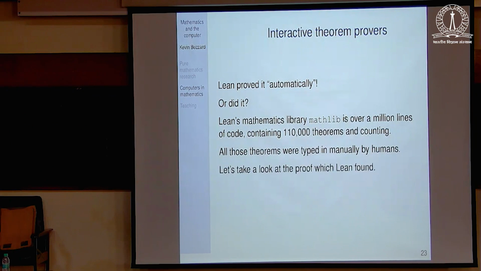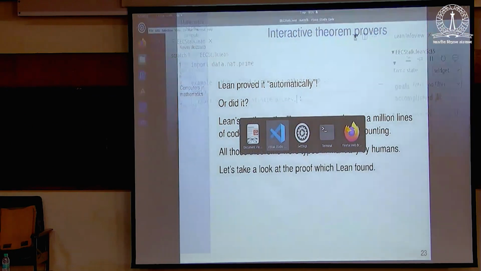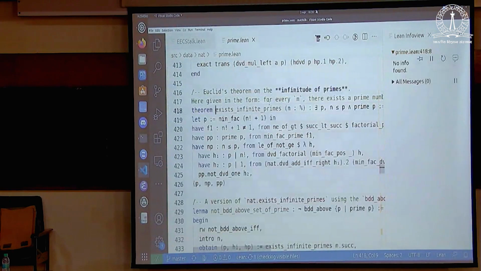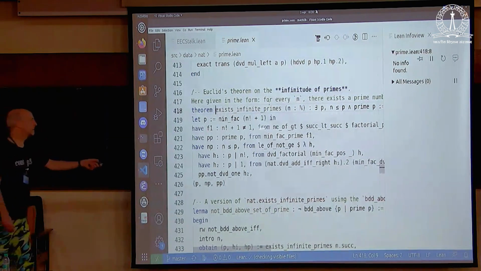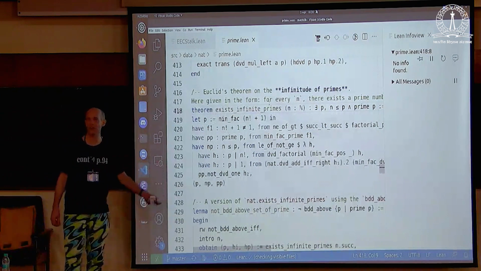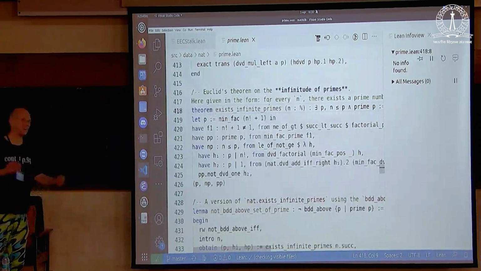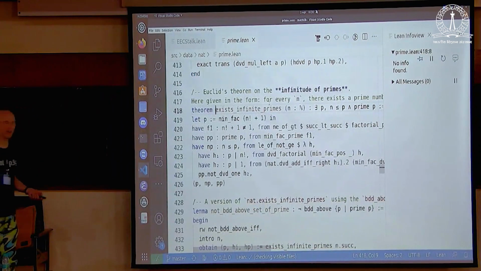So let's have a look at what actually happened there. We can right click on this, and go to the definition. So here we are in data.nat.prime. That was the file I imported. And lo and behold, on line 418, here we have some kind of computer code, written in a functional programming language. For the computer scientists, this is functional. This is all syntactic sugar for some big function. But somehow a proof is the same thing as a function. It's quite surprising.